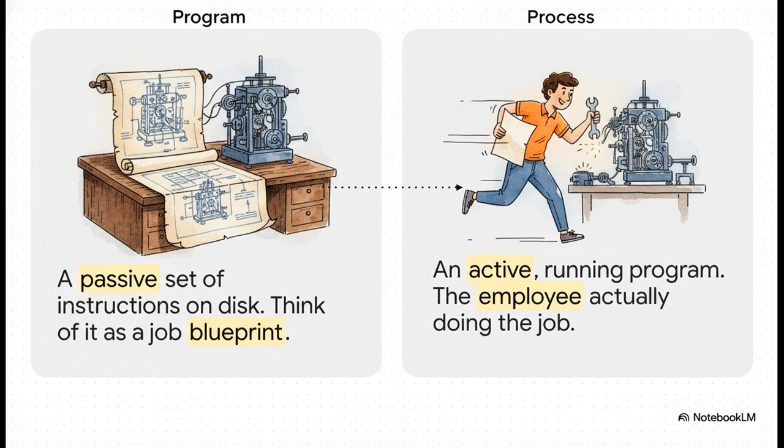What's the difference between a program and a process? A program is just a file on your disk. It's a passive set of instructions, kind of like a blueprint for a job. A process, on the other hand, is that program when it's actually running. It's the active employee who's been hired to follow that blueprint and do the job.